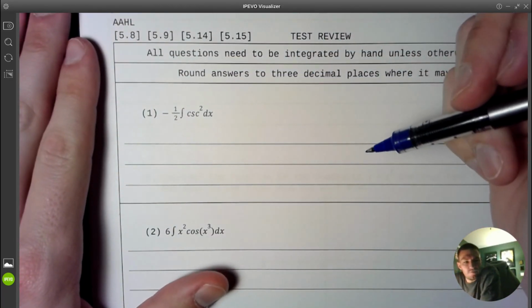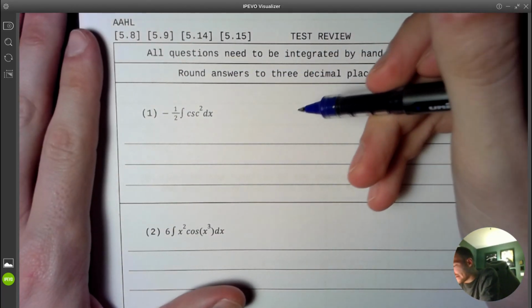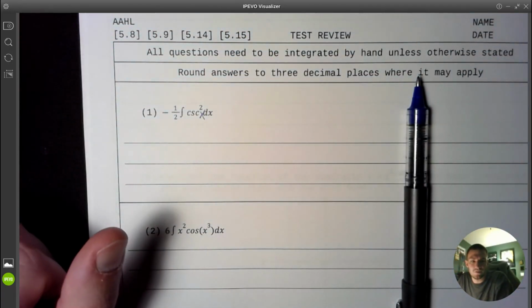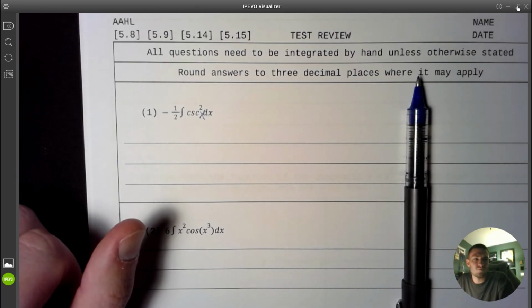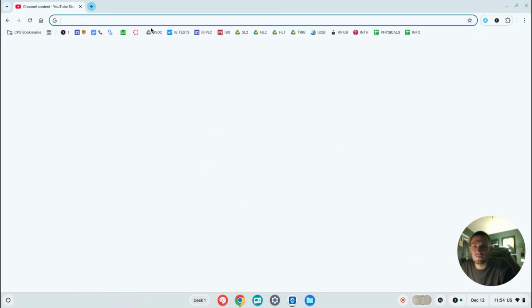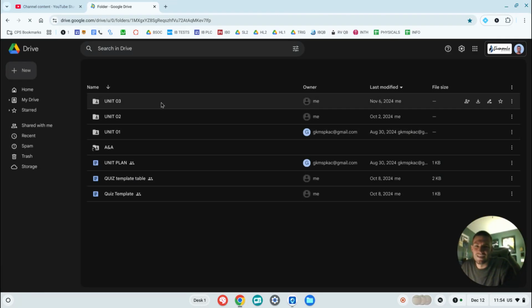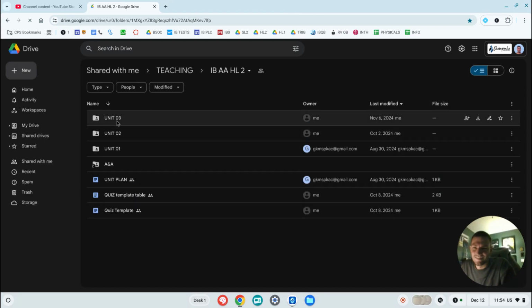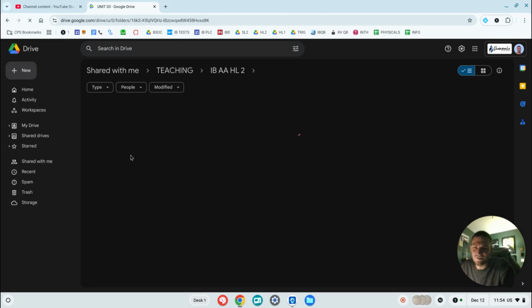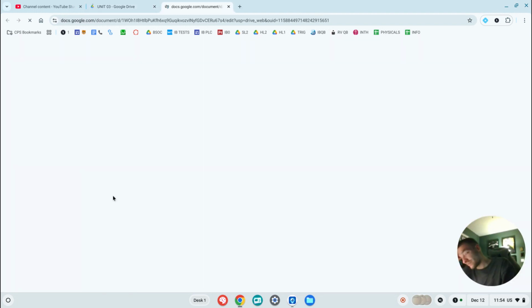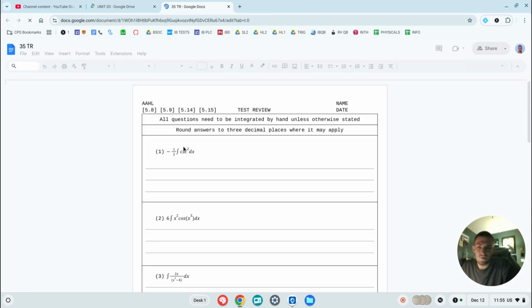We got a test review key to work through. I'm going fast. The integral of cosecant x. That's a little bit of a typo. I said I'm going fast. We're going slow. Hopefully you're already done with the first question. Get into unit 3, get into the test review. We need a variable on our cosecant.